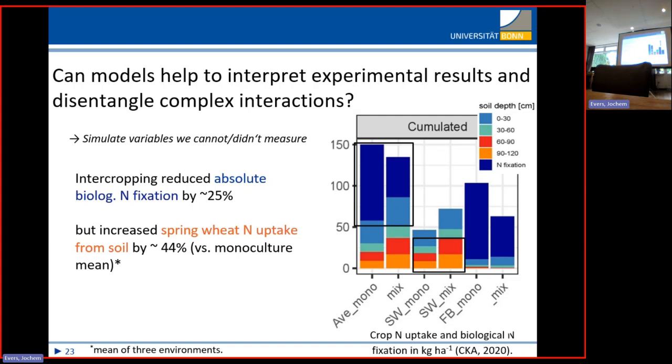Do you have an explanation for that? So in the mixture, the total biological N fixation is lower than expected. Yeah, because the fava bean also gets fertilized in the mixture. If some nitrogen is available, the N fixation rate decreases. So the fava bean also takes up fertilizer. So it gets lazy.